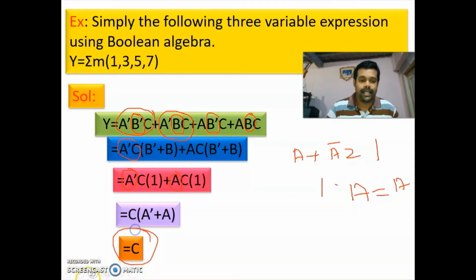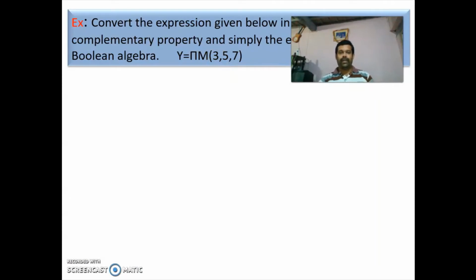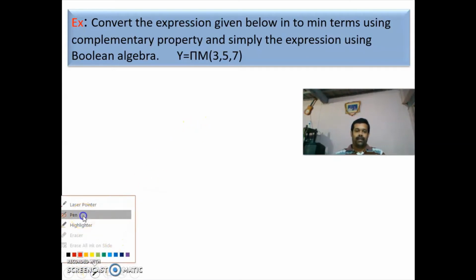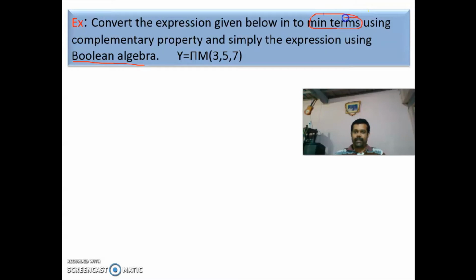So we want to convert the given expression into minterms using the complementary property, and we have to simplify this expression using Boolean algebra. First we have to change the given expression into minterms, that is, convert it into SOP by using the complementary property. Now the given question is in POS.